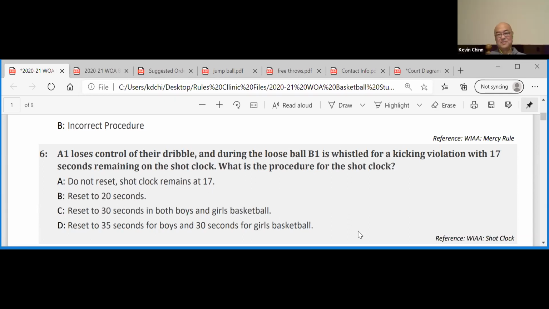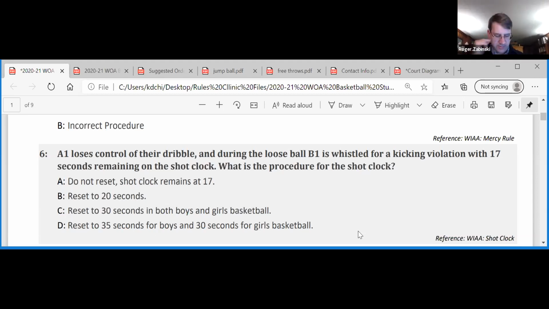So there was a question about when he loses control of the dribble, does he lose control? Well, he doesn't lose team control. The team still has team control. So when there's a kicking violation, there's always a reset on a kicking violation. Okay? So the answer is C.